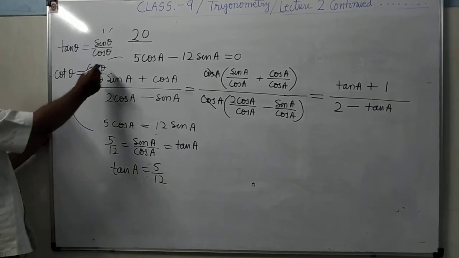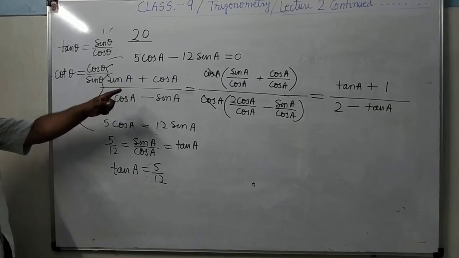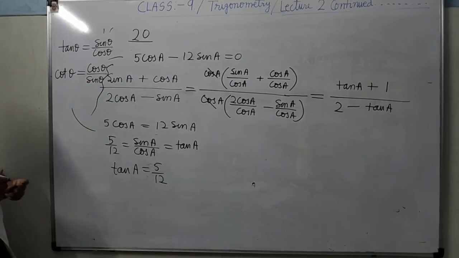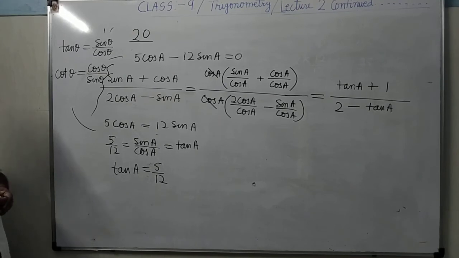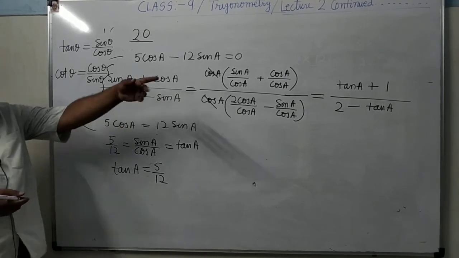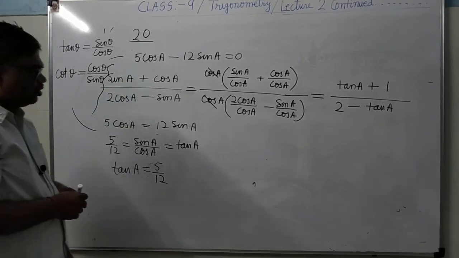So when you take out cos A common, within the bracket it will be sin A upon cos A plus cos A upon cos A. Cos A upon cos A is 1, and sin A upon cos A is tan A. So tan A plus 1. Here also when you take out common, you will get 2 minus tan A in the bracket. Cos A cancels. Now you substitute this value.